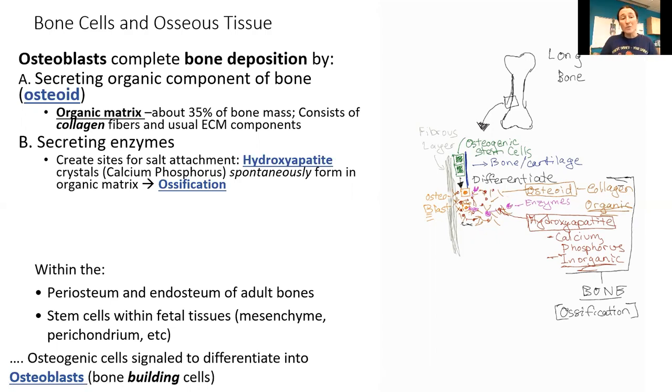So ultimately, our bone is made up of an organic matrix and an inorganic matrix. Okay, so about a third of our bone is organic, it is collagen, or that is osteoid, and the inorganic component is a series of salts. So we can store salts, calcium, phosphorus, etc., within our bones in these crystallized matrices. Okay, and so this process is called ossification.